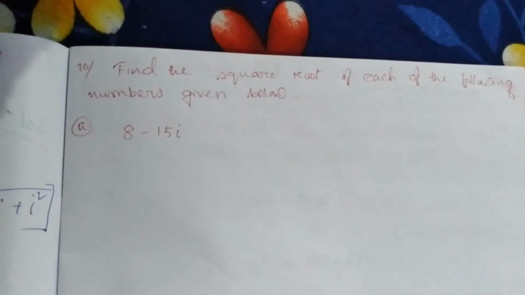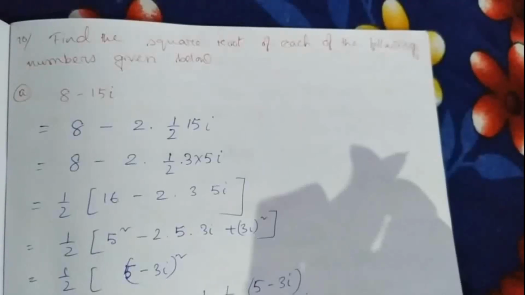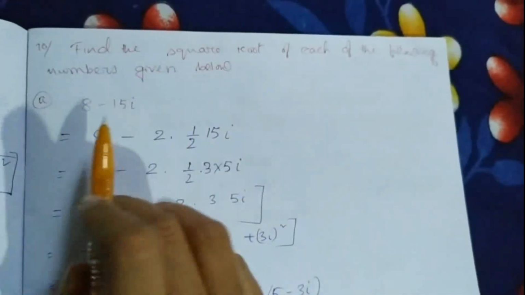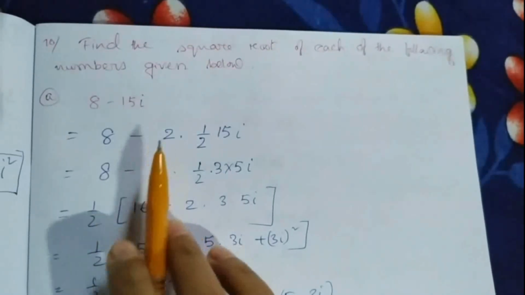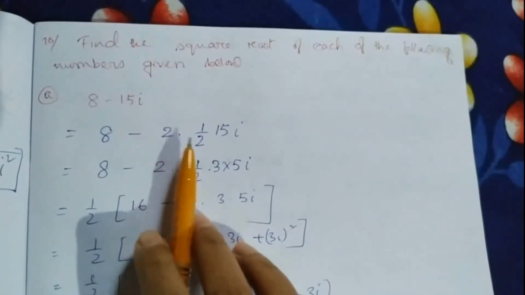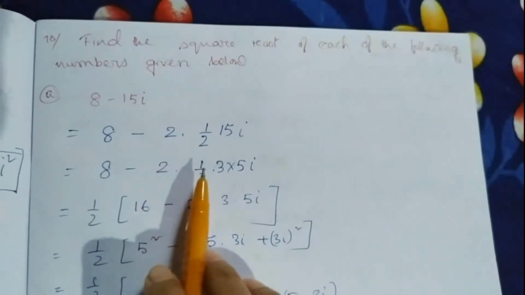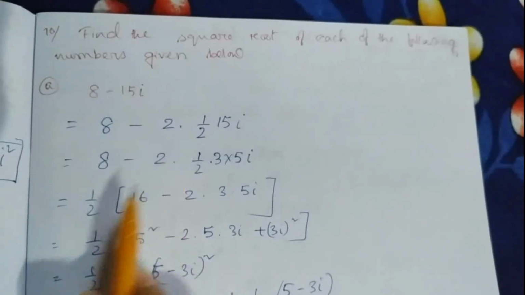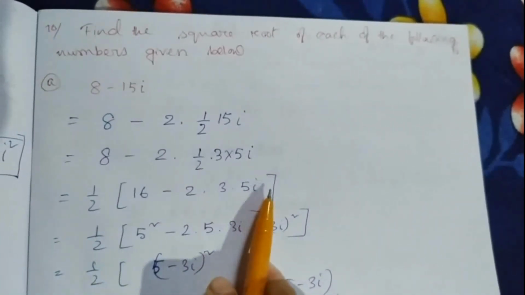Number 10. Find the square root of each of the following numbers given below. The first question is 8 minus 15i. So 8 minus 15i can be written as 8 minus 2 into half into 15 into i, the 2 gets cancelled out, no? So 8 minus 2 into half into 15 is 3 into 5i. Now if I take half common, it will be 16. In place of 8, just write 16 minus 2 into 3 into 5i.